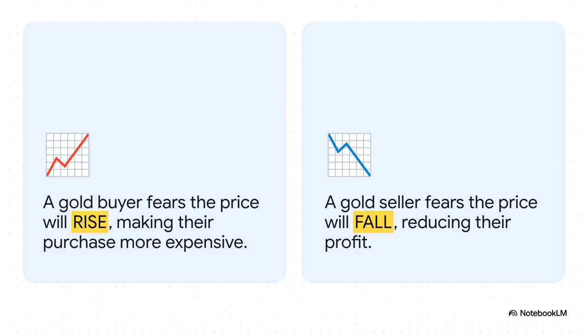Let's make this real. This slide shows you the two sides of the exact same coin. You've got a gold buyer and a gold seller, and they face completely opposite risks. The buyer is worried prices will go up, right? The seller is worried they'll go down. So a derivative contract lets them come together and lock in a price today for a deal that will happen in the future. It gives both of them the certainty they need to run their business.